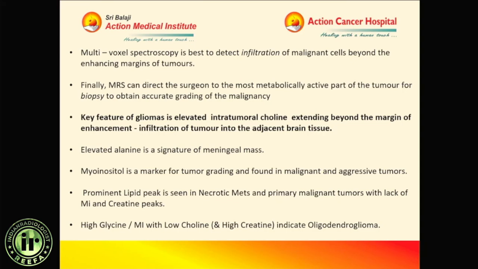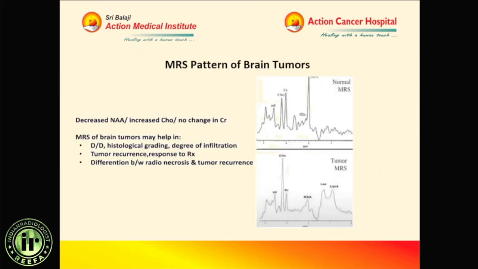Now multivoxel spectroscopy is best to detect the infiltration of malignant cells beyond the enhancing margins of the tumors. Now the key feature of gliomas is elevated intratumoral choline extending beyond the margins of enhancement, which is indicative of infiltration of tumor into the adjacent brain tissue. And high glycine or MI peak with low choline indicate oligodendroglioma.